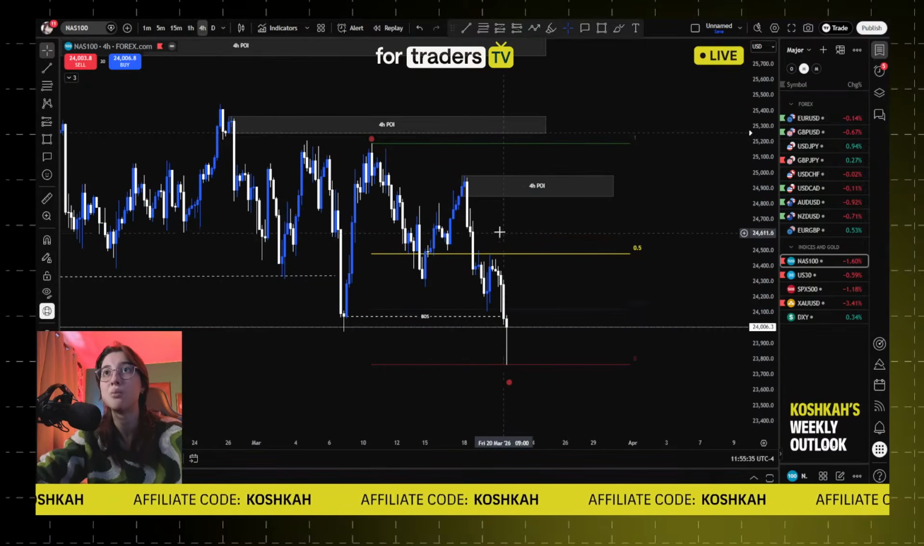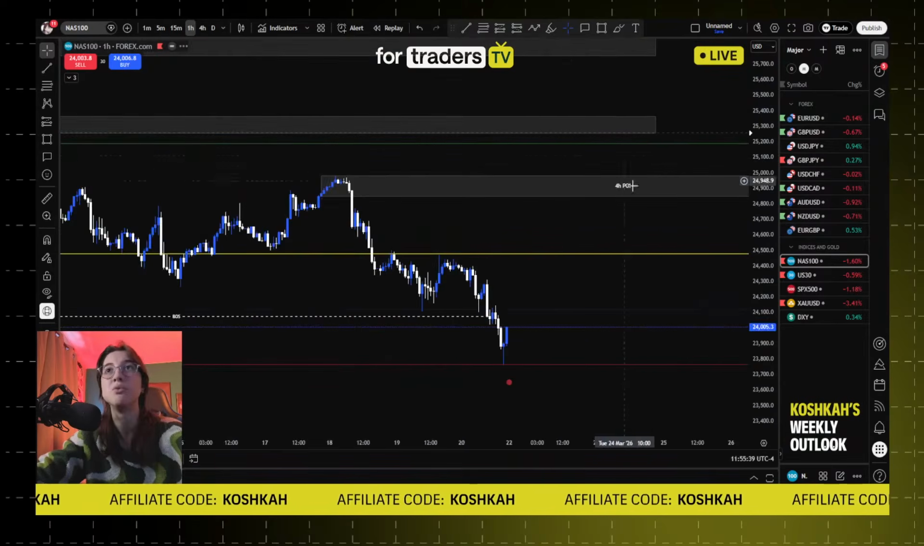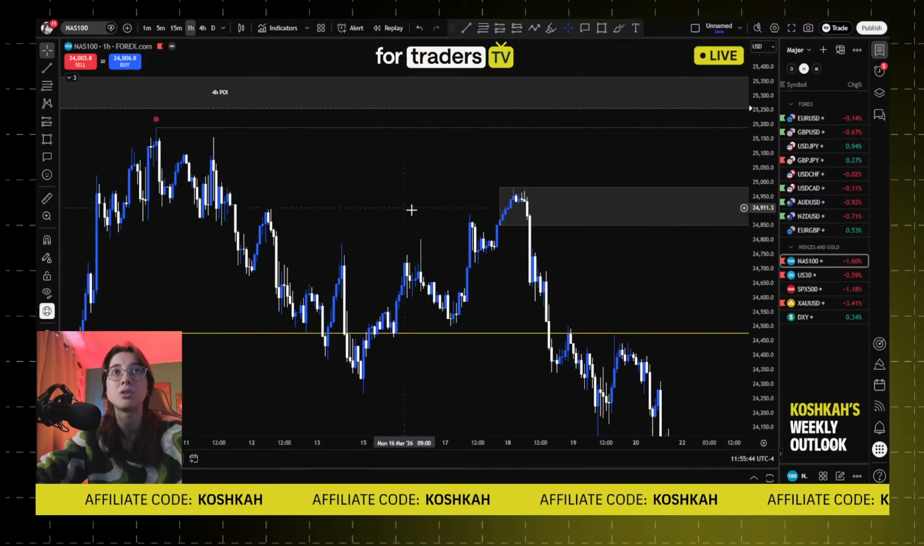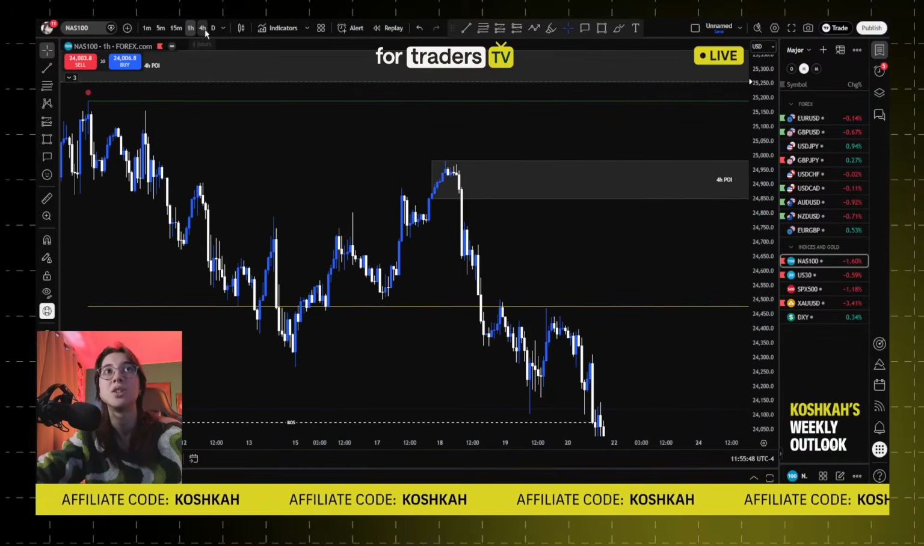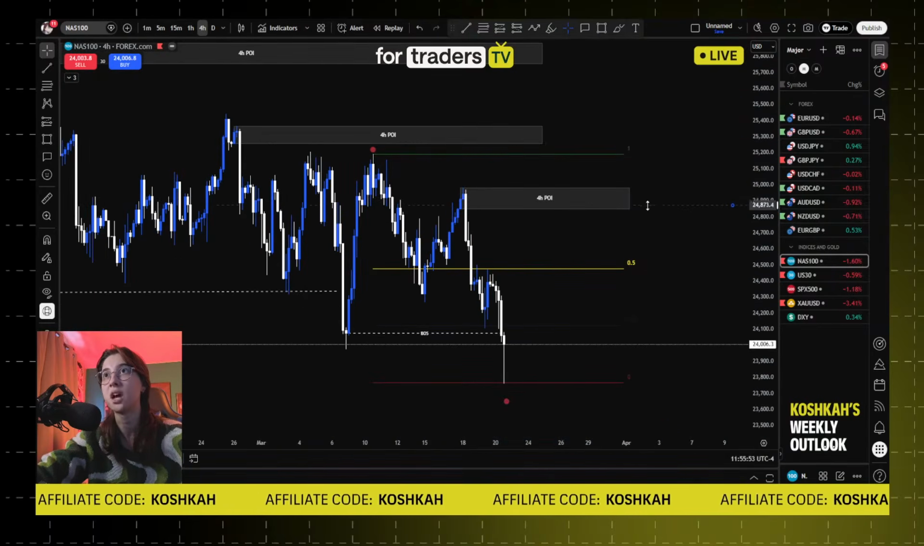So I have a 4-hour POI exactly right here. There's nothing else on the 4-hour. That's why I'm going to be moving on the 1 hour. On the 1 hour, there is nothing here, nothing here. So the only valid POI in this case is this 4-hour one right here, as there's nothing else on the 1 hour. So that's it. You're going to place your alert right here.